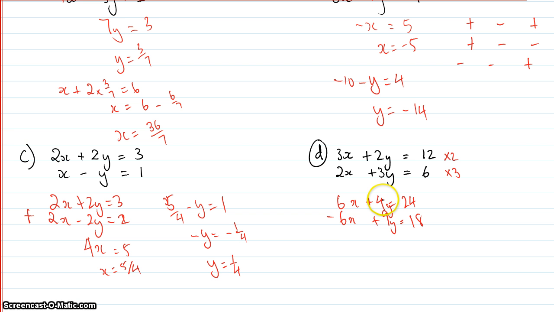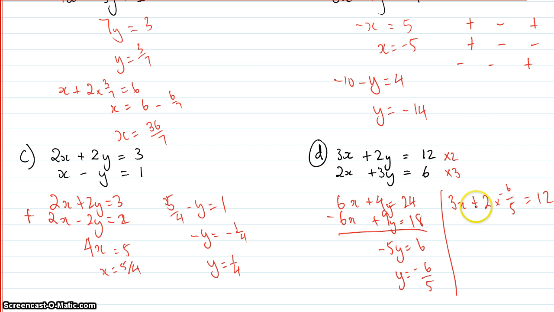I'm going to minus those two equations together and I get negative 5y equals 6. So y equals negative 6 over 5. I'm going to substitute that back up into one of the equations. So 3x plus 2 times negative 6 over 5 equals 12. So 3x minus 12 over 5 equals 12. Very ugly at this point. 3x equals 12 plus 12 over 5. Oof, this is not too nice.